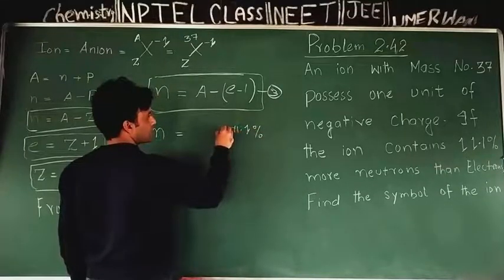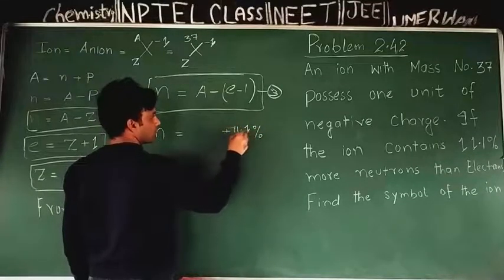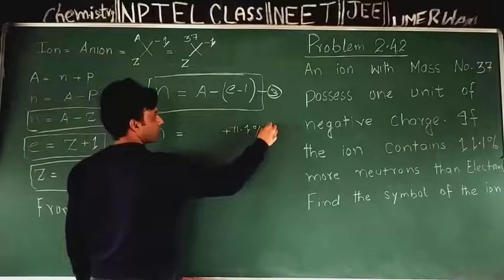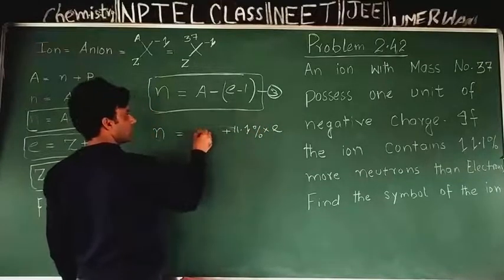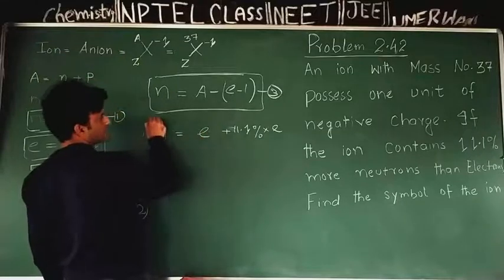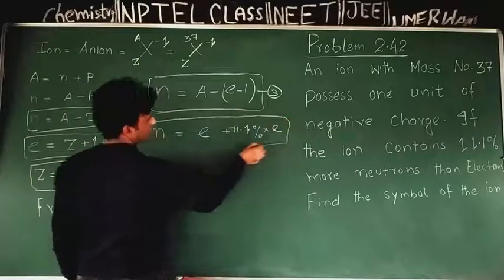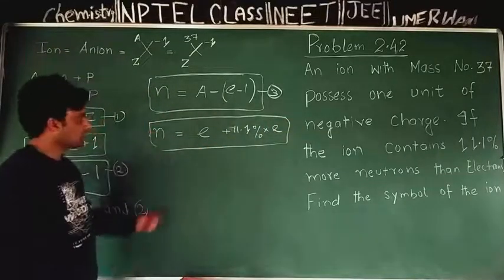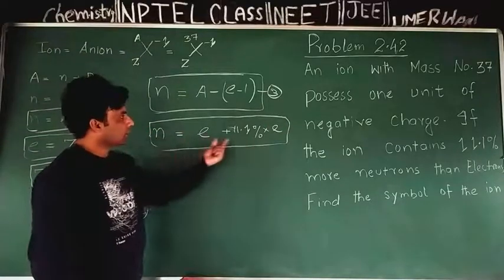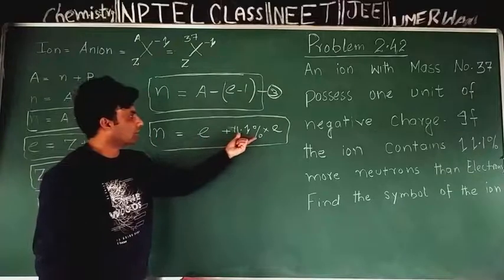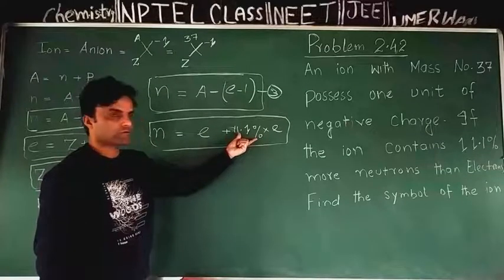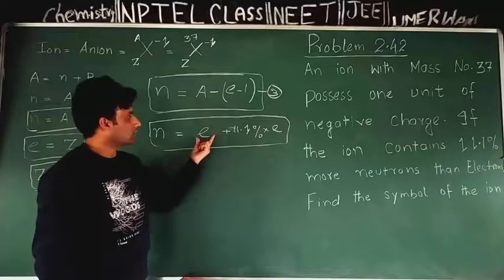11.1% more number of electrons. It is given in the question that the number of neutrons is 11.1% greater than the number of electrons.